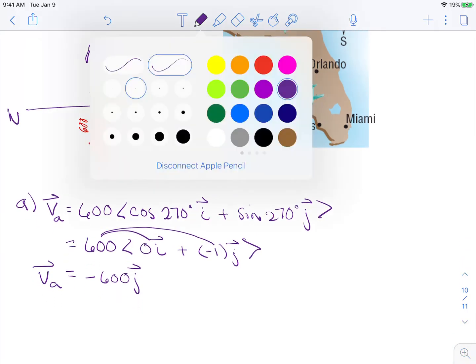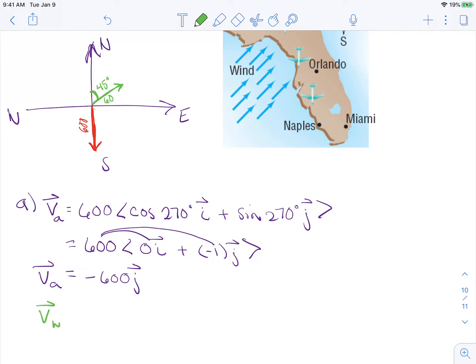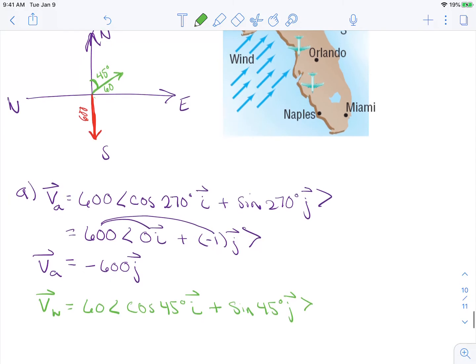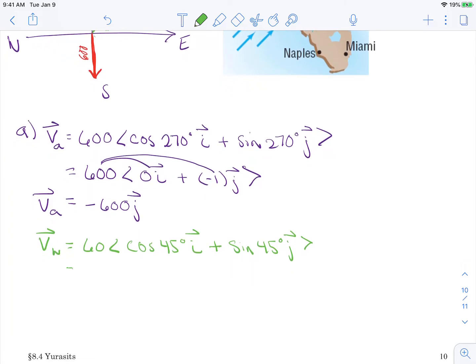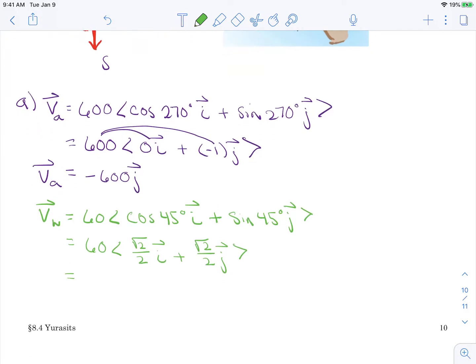Now our vector for the wind, the jet stream, well, our magnitude is 60, and our direction is 45. So let's go ahead and clean that up. And this is why we have to know that beautiful unit circle. Cosine of 45 degrees is √2/2. And sine of 45 degrees is also √2/2. If I distribute that 60 divided by 2 is 30. So I get 30√2i plus 30√2j. And this is your vector for your jet stream.